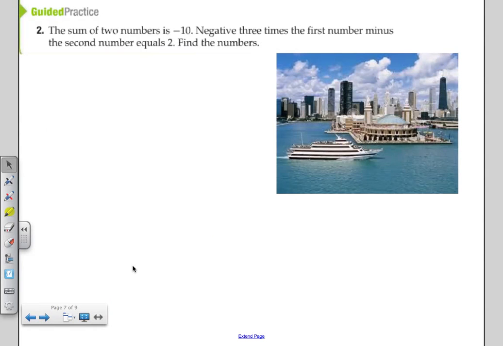Here's one of those kinds of problems for you guys to try. Good luck with that. There's the Navy Pier. You can think back to your fun 8th grade class trip.